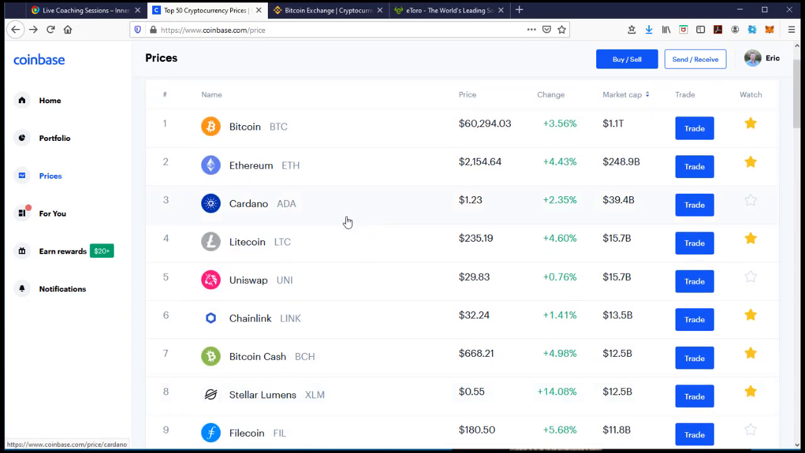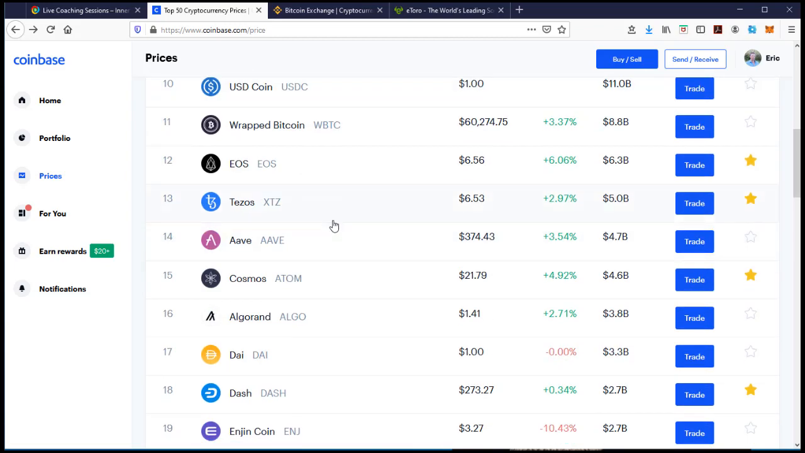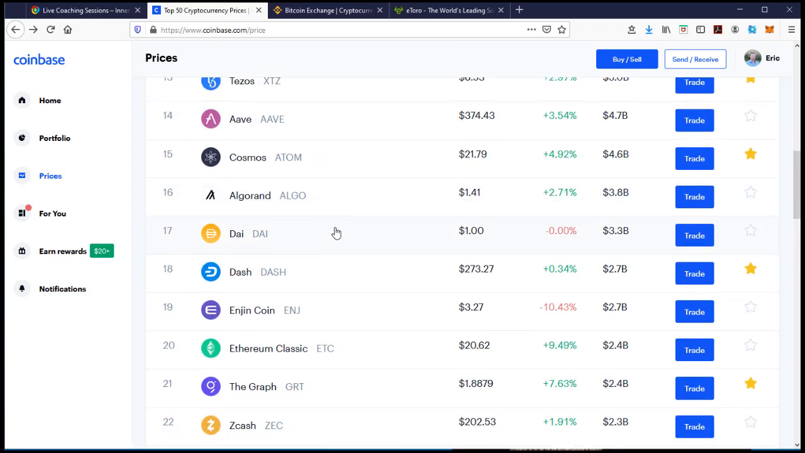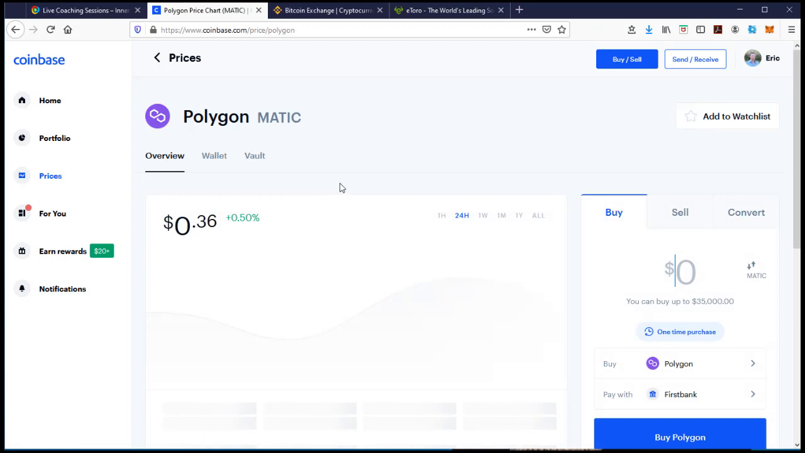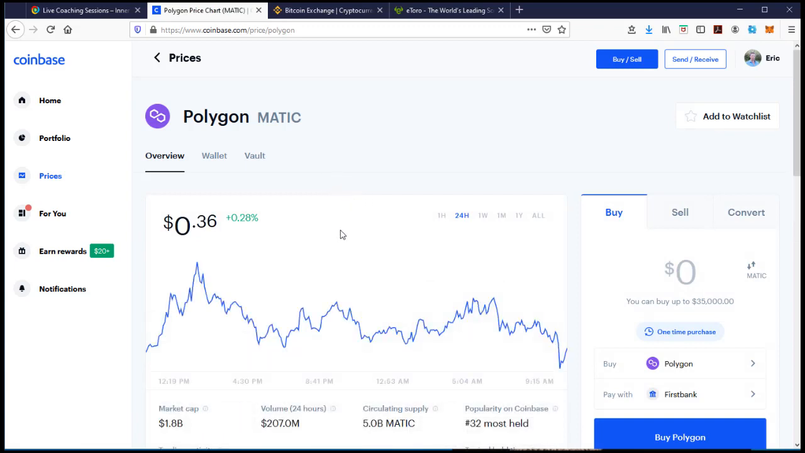Coinbase regularly adds new cryptocurrencies to its offering. Let me find one that they've added very recently. So Polygon is one that they recently added. Sushi Swap, they just recently added. If I look at Polygon, for example, I'm going to look at a 1 month chart.